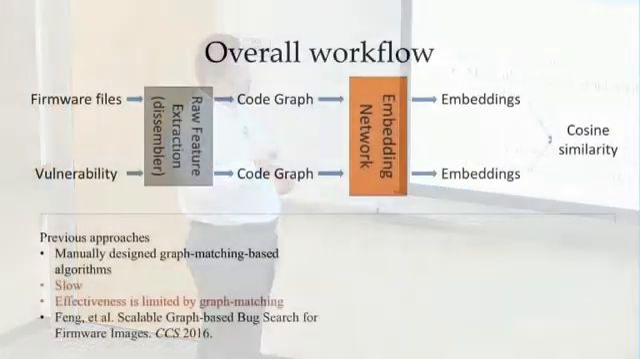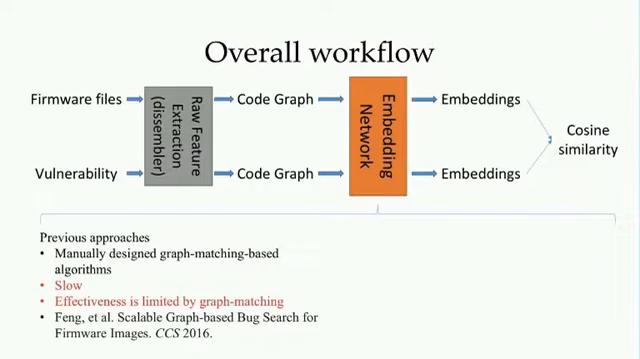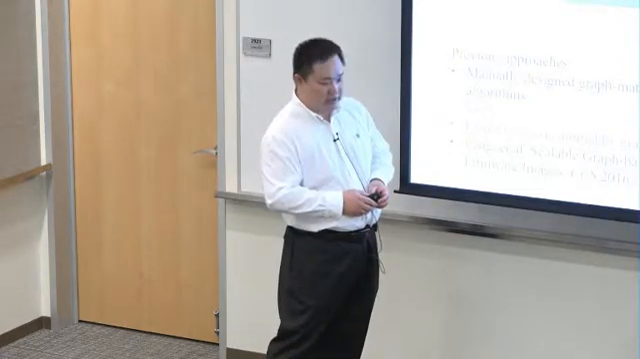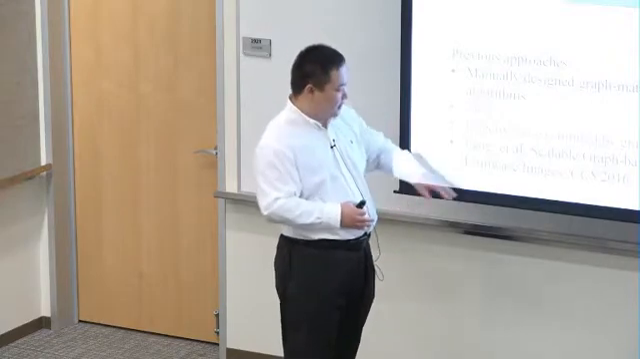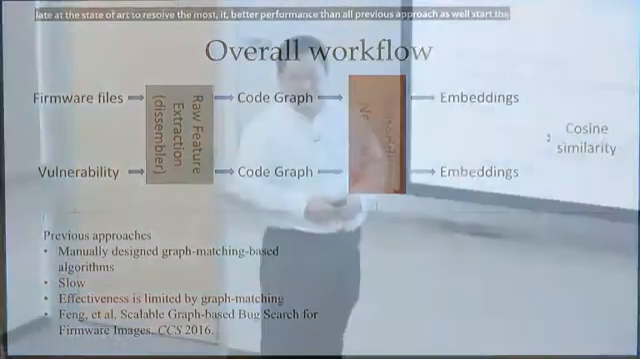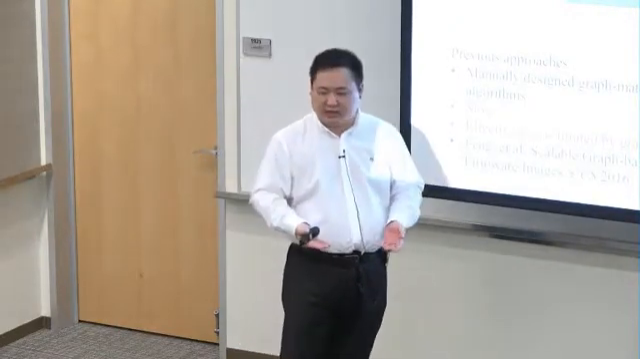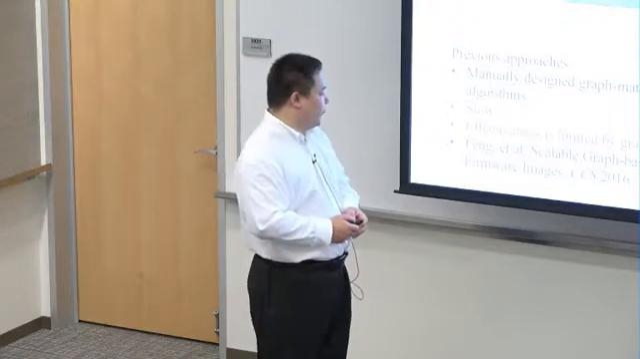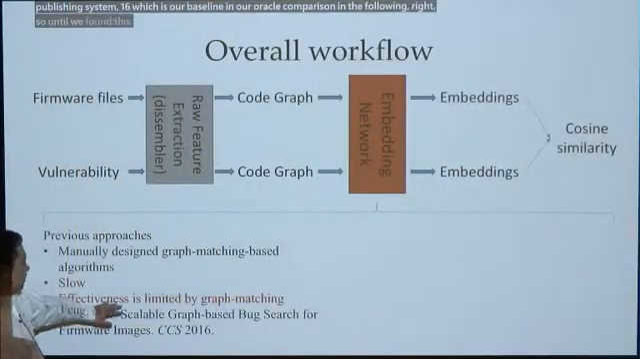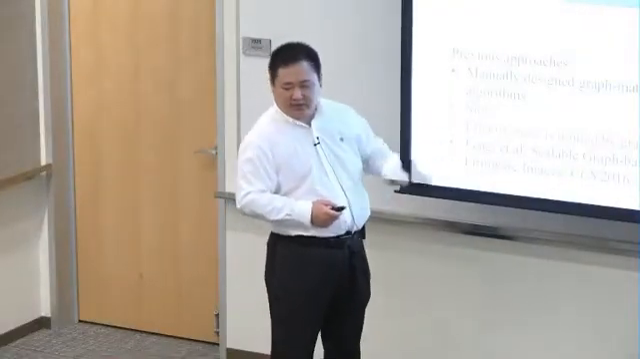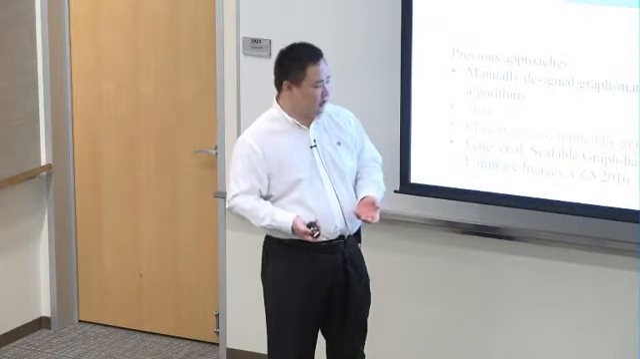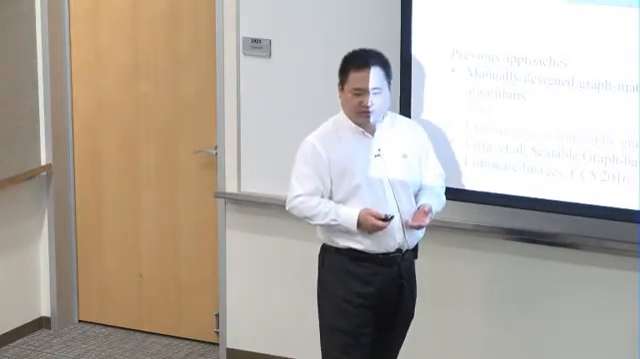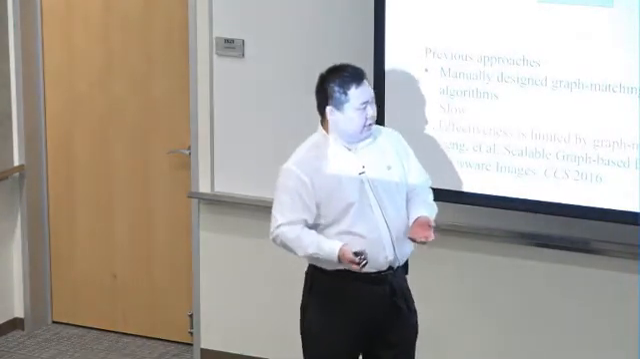As you can see, the most challenging part is how to define this embedding algorithm. The existing work employing this idea uses a bipartite graph matching algorithm to compute the embedding. For example, the state-of-the-art result that demonstrates better performance than all previous approaches was just published in CCS 2016, which is our baseline in the following comparison, right? We found this bipartite graph matching-based algorithm is, first of all, very slow because bipartite graph matching is just slow.